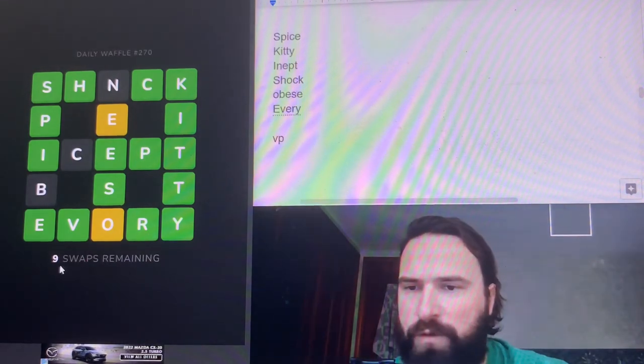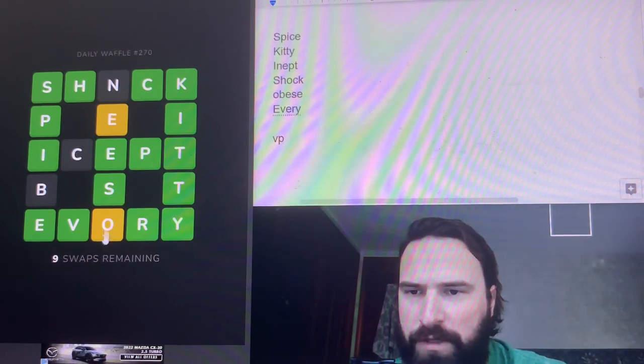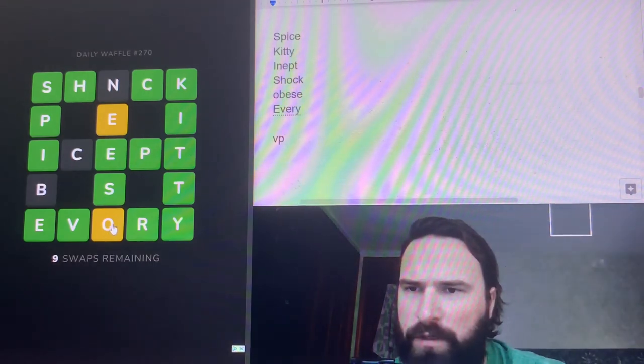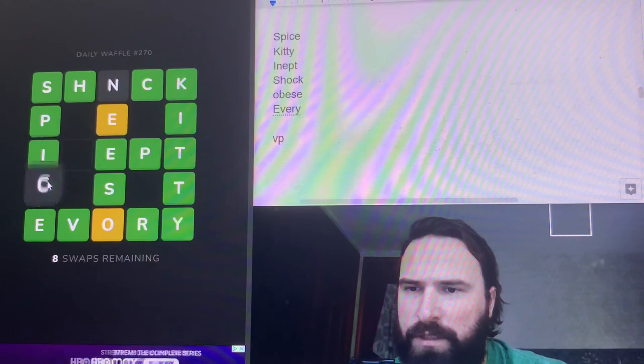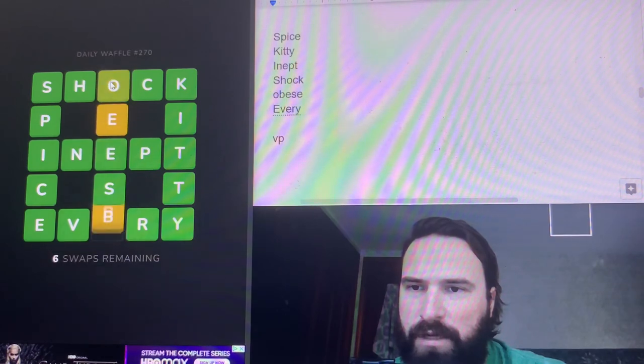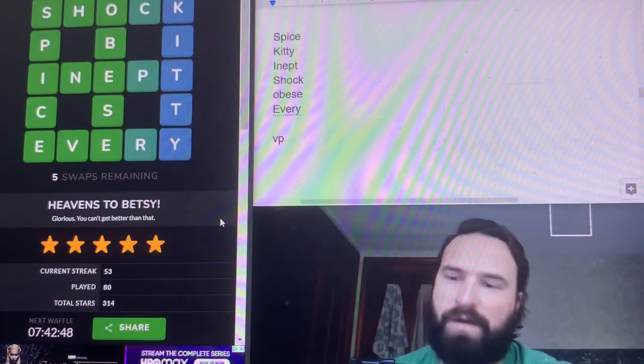And now we have 5 swaps remaining and 5 tiles to turn green. So as long as I turn one tile green every turn, it'll work in the end. So this was spice. So C goes here, turns green. This is supposed to be an N that goes there, turns green. And then these 3 tiles are just going to have to switch. And the last move, you're going to turn 2 tiles green because they have to take each other's spots to finish the puzzle. And that's a 5-star waffle.